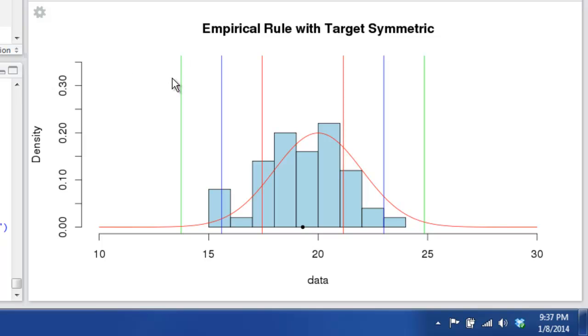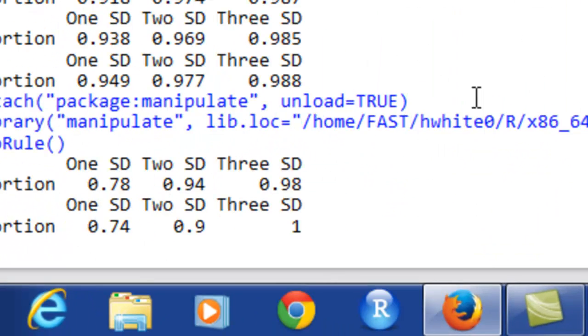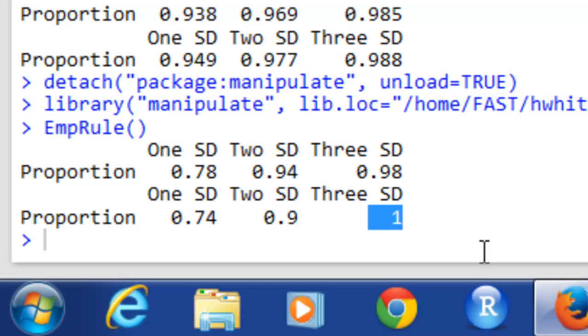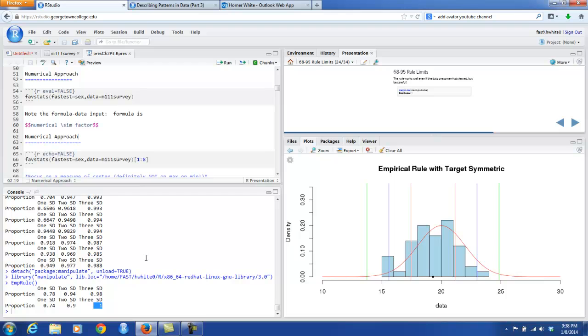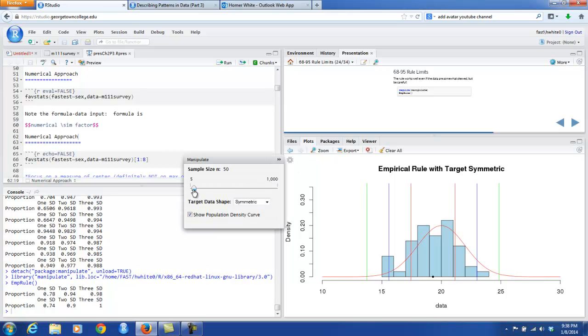Now, the yellow lines are 3 standard deviations below and above the mean, respectively. They're supposed to contain within them almost all of the data, 99.7% or so. And in fact, 100% of the data was within 3 standard deviations of the mean this time. Why don't we try this again with a sample size of 1,000?